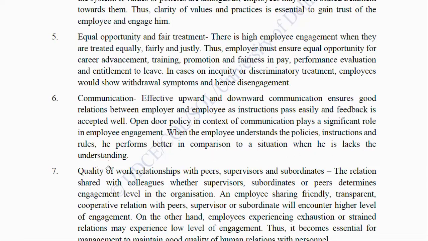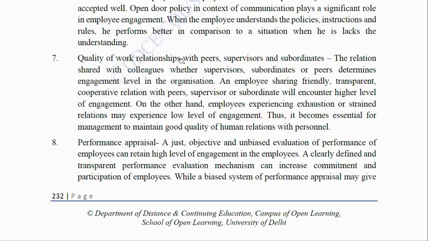Point 7, quality of work relationships with peers, supervisors, and subordinates. The relation shared with colleagues, whether supervisors, subordinates, or peers, determines the engagement level in the organization. An employee sharing a friendly, transparent, cooperative relation with peers, supervisor, or subordinate will encounter a higher level of engagement. On the other hand, employees experiencing exhaustion or strained relations may experience a low level of engagement. Thus, it becomes essential for management to maintain good quality of human relations with personnel.